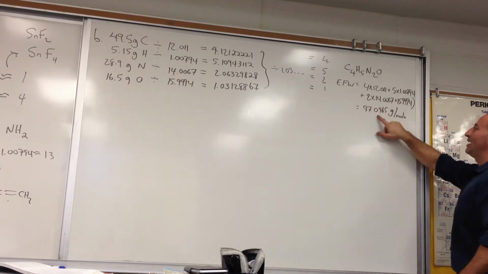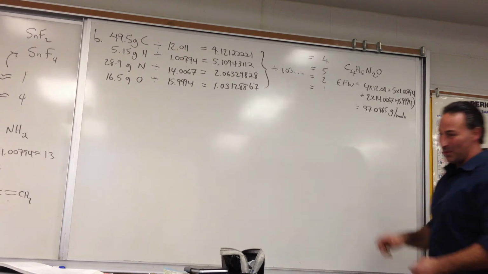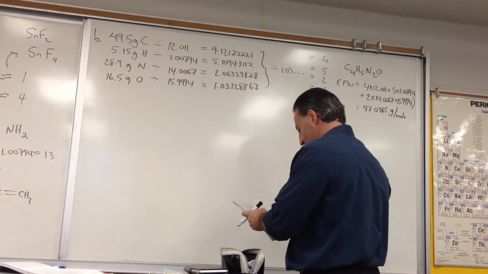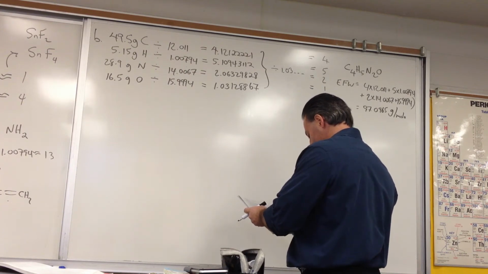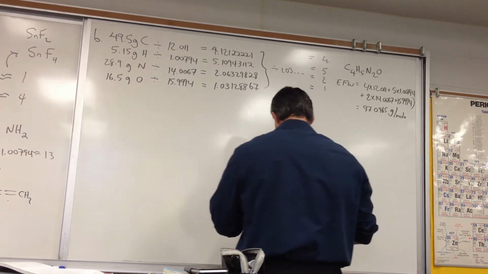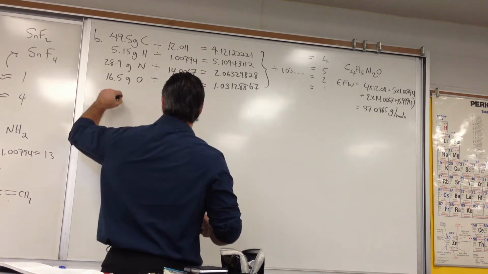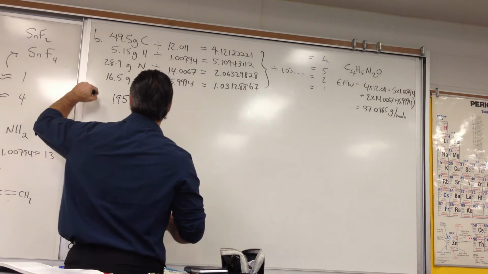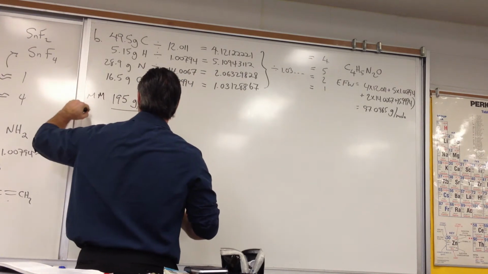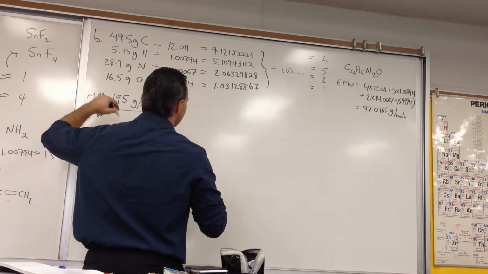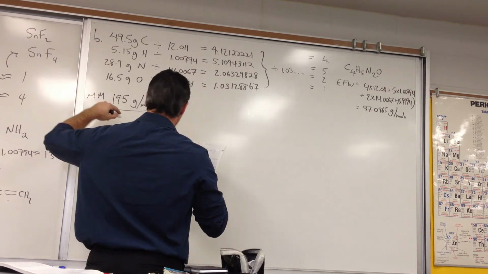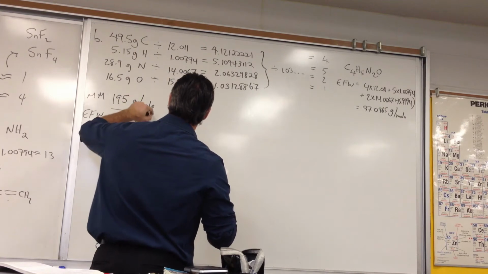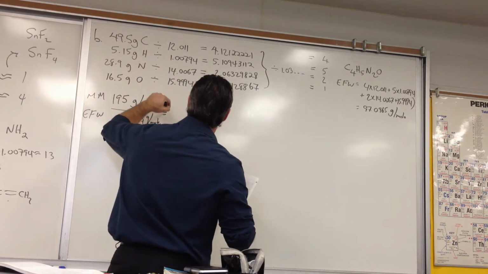And you get 97.0965. But they tell us in the question that the actual formula weight is 195. So if you take 195 grams per mole, which is the molecular mass, and you divide it by the empirical formula weight, 97.0965 grams per mole, you'll get roughly 2.